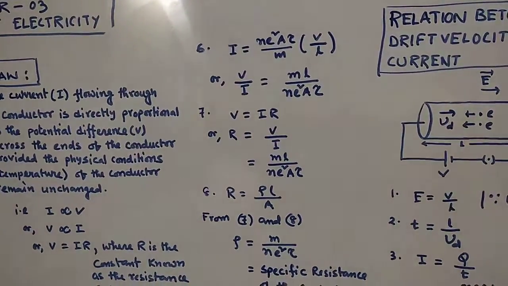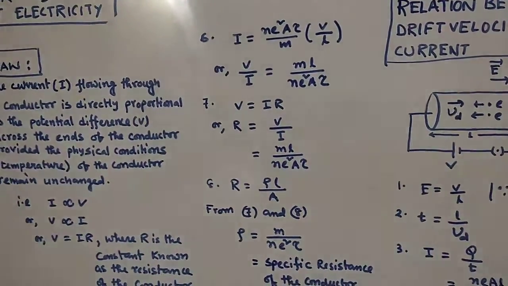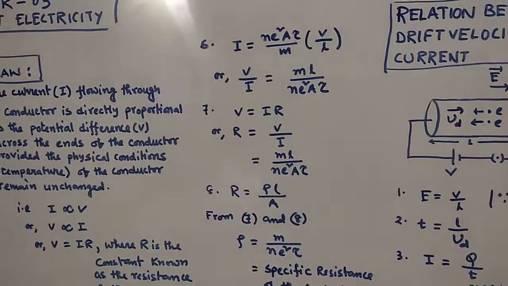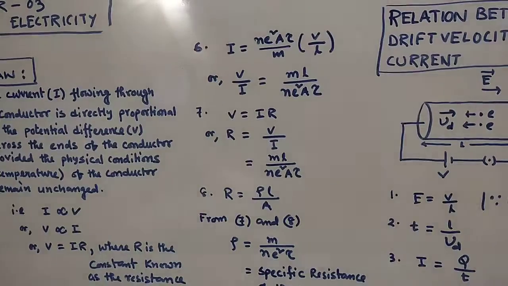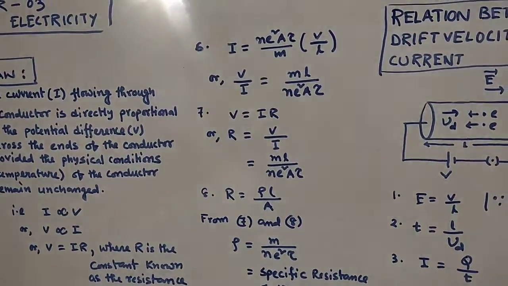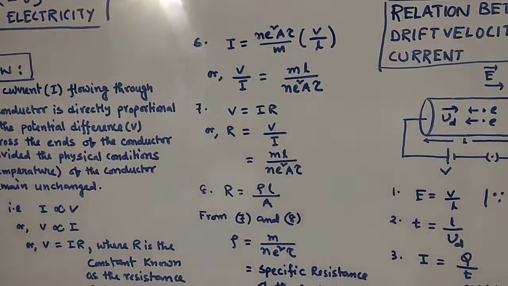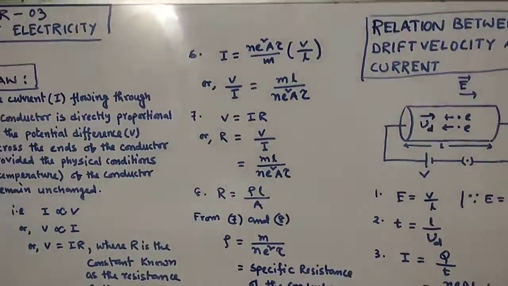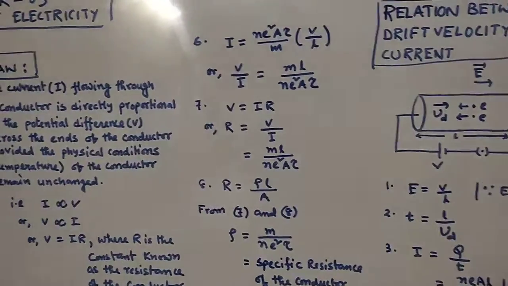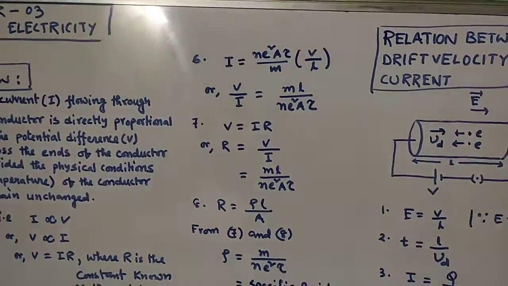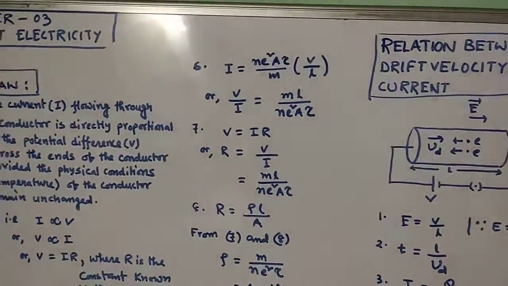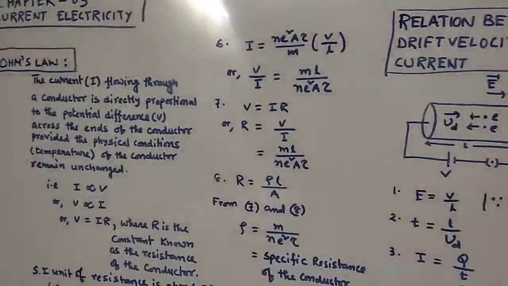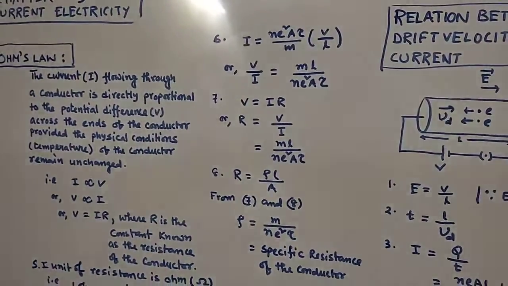Now again you can go for Ohm's law, that is V equal to IR. I think most of you know Ohm's law, you learned it in a lower class, maybe in class 10. R equal to V by I. So in place of V by I you can write mL by ne square Aτ. Expression number 8 is R equal to ρL by A. This expression is also known, where ρ is the specific resistance. So if you compare 7 and 8, you can get ρ, and ρ is nothing but m by ne square τ.